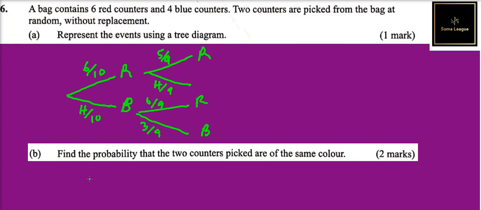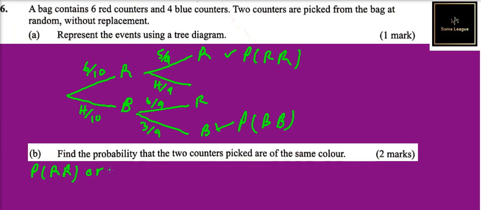At B of the question, find the probability that the 2 counters picked are of the same color. So this means that it is the probability of picking a red and a red, the same color, or the probability of picking a blue and a blue. So we work with the probability that we have.